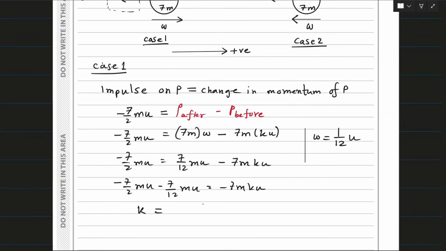If I make k the subject here, we will get 7 by 2 minus 7 by 12 mu divided by minus 7 mu. From the calculator, we see that this is equal to 7 by 12. So k in our case 1 is 7 by 12.